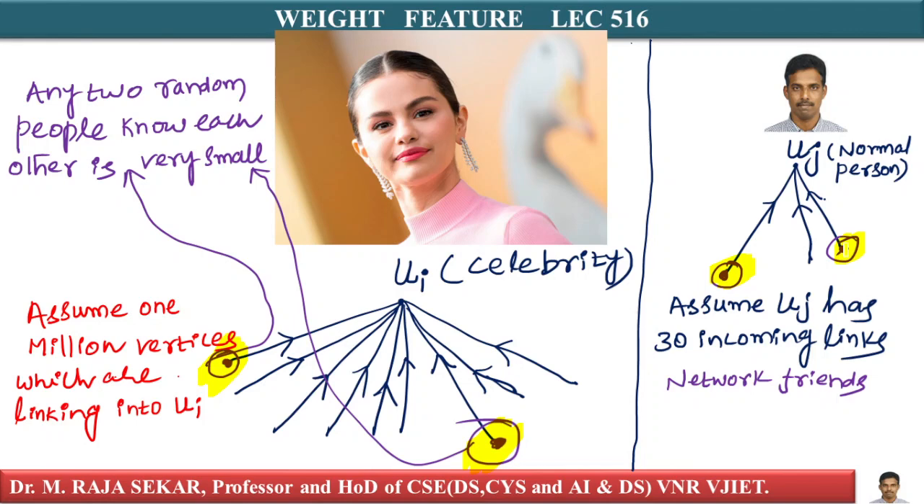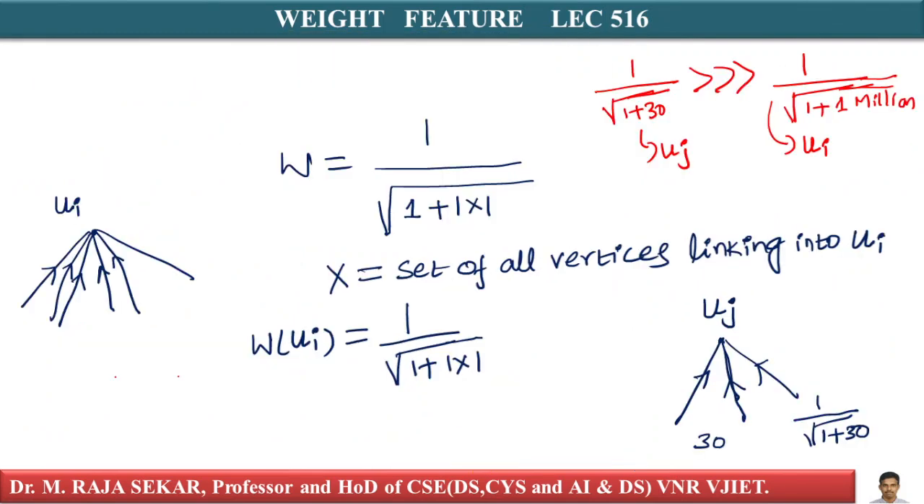So if you somehow encode the information about whether somebody is a celebrity or not using just the number of vertices linking into it, there is a weight feature called W, which is defined for any vertex UI. It has a very simple definition. W equals 1 by square root of 1 plus mod X. What is X? X is the set of all vertices linking into UI.